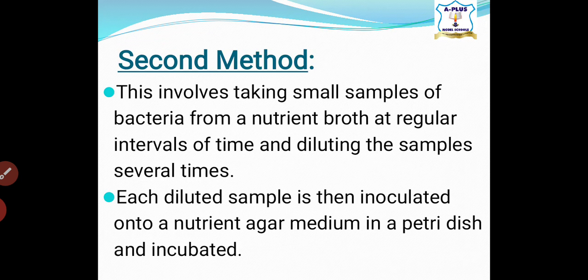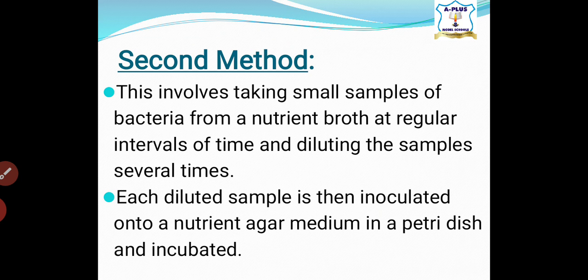Now, the second method involves taking small samples of bacteria from a nutrient broth at regular intervals of time and diluting the samples several times. Imagine you take small samples of bacteria from a nutrient broth at regular intervals of time and dilute the samples several times. When you do this over and over again, this is another method of measuring the population of a microorganism.